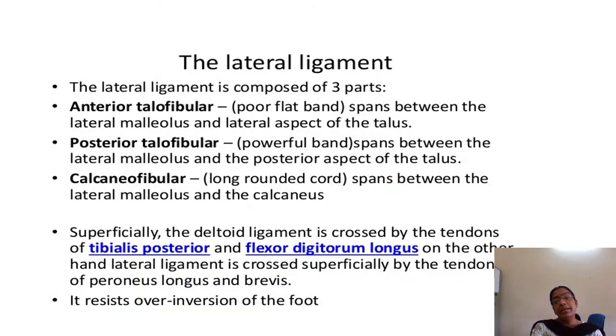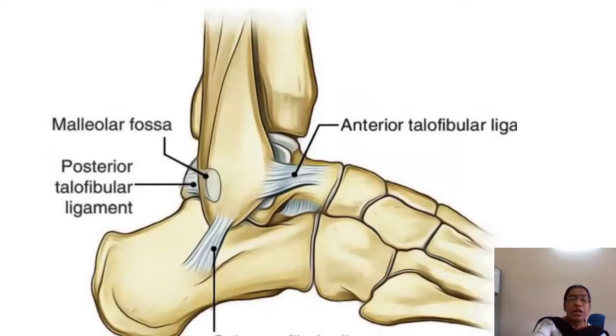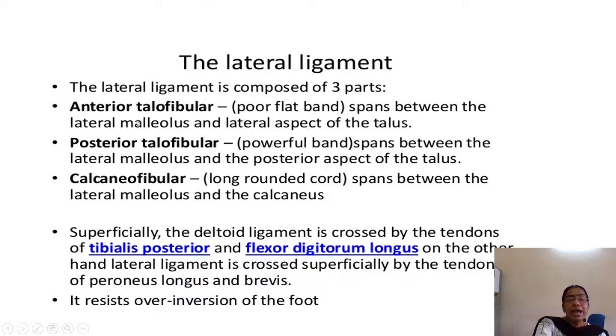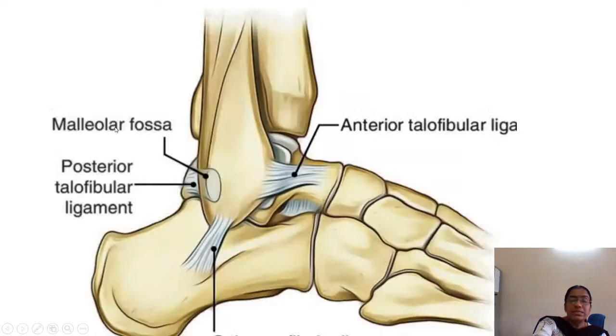After the medial or deltoid ligament, the next ligament of the ankle joint is the lateral ligament. The lateral ligament is composed of three parts: anterior talofibular, posterior talofibular and calcaneofibular. So these are the three parts of the lateral ligament, with the intermediate forming the calcaneofibular. The anterior talofibular ligament extends between the top of the lateral malleolus and the talus. You can see it from the lateral malleolus to the talus bone.